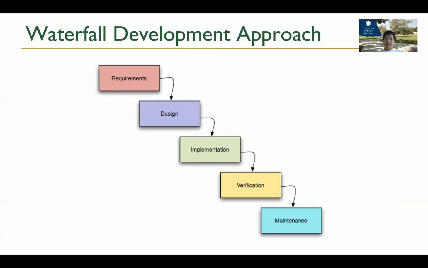All right, so you might be able to find a different version of the graphs, but it's all similar. Maybe they have slightly different stages. Like here, I use this 5-stage graph, from requirements to design to implementation to verification, eventually maintenance. All right. This is how we build software in a traditional way. Really easy and straightforward to understand.